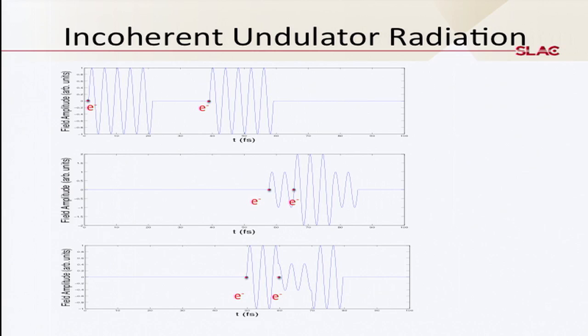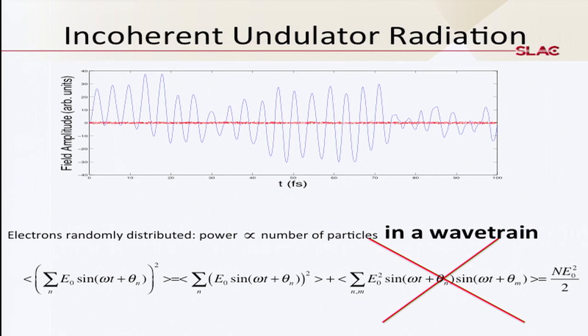Now, if the two electrons are within a slippage length, then you have two regions where they don't overlap, and then there's this region where they do overlap. And now the field is either higher or lower, depending on the relative phase of the electrons, of course, right? You can have constructive interference or destructive interference, depending on the phase. Now, of course, in an electron beam, you have millions or billions of electrons, so this picture doesn't quite apply to anything that you'll see in reality. In reality, you have something like this. You have a lot of electrons.